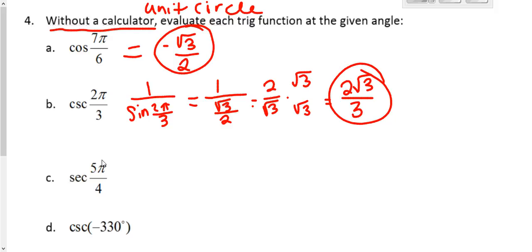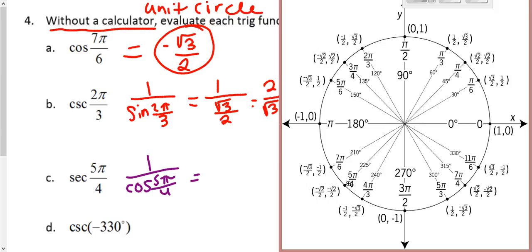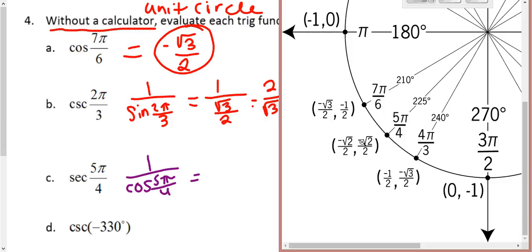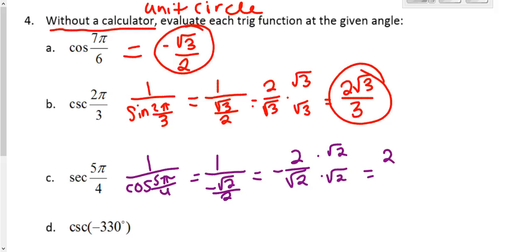Let's look down now at secant. So secant is 1 over cosine, so we're looking at 5 pi over 4. So let's pull up our unit circle. And 5 pi over 4 is down here. We're looking at cosine, so it's negative square root of 2 over 2. So we have 1 over the negative square root of 2 over 2, which means we have negative 2 over square root of 2. Rationalize, and we have 2 square root of 2 over 2. Those are negative, the 2's cancel. We have negative square root of 2.